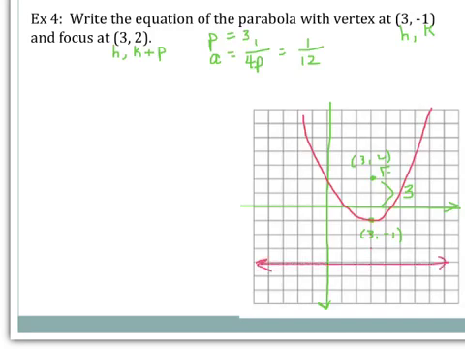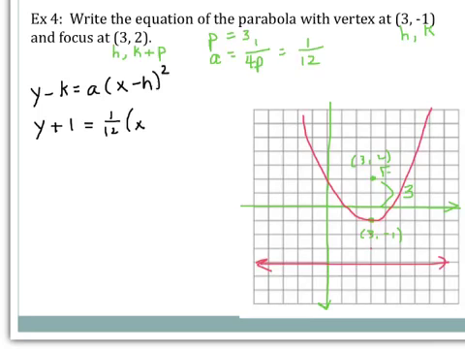I didn't really ask for that information. So this is an up-down facing parabola, which means you're going to use this equation: y minus k equals a times x minus h squared. Well, we were given x and h, and we just found a, so all we have to do is plug it in. So y plus 1 equals 1/12 times x minus h, which is 3, squared. And that is the equation of your parabola.